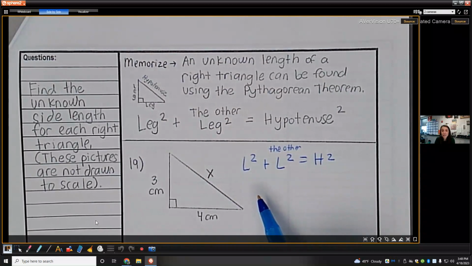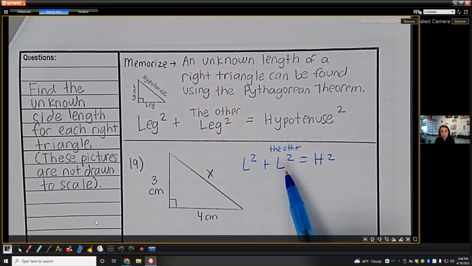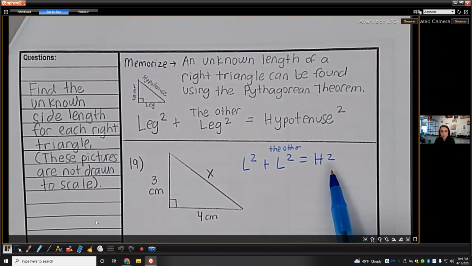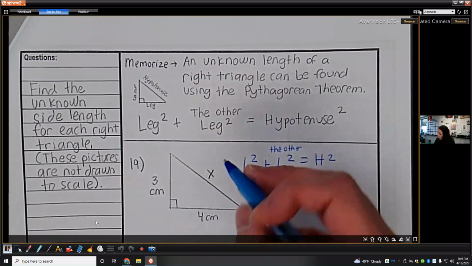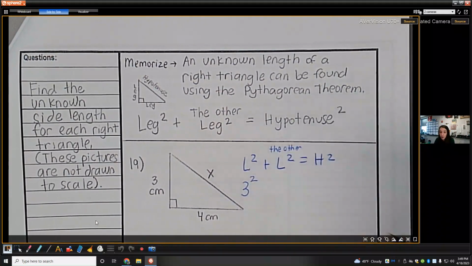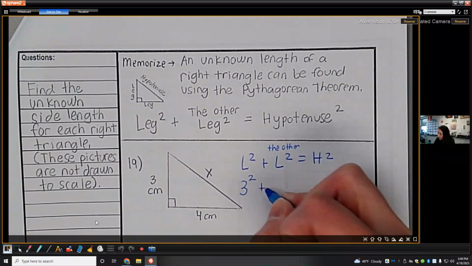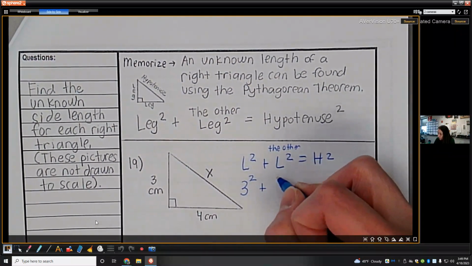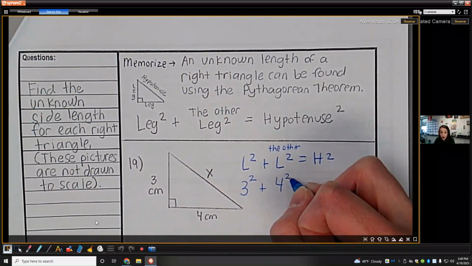I went ahead and abbreviated it. Leg squared plus the other leg squared is equal to hypotenuse squared. The length of one of the legs is 3 centimeters, so I'm going to write that right underneath the formula, but don't forget to square it. And I've got to add to that the length of the other leg, which is 4 centimeters, and square that.